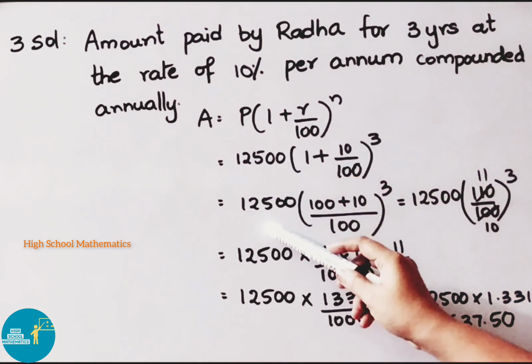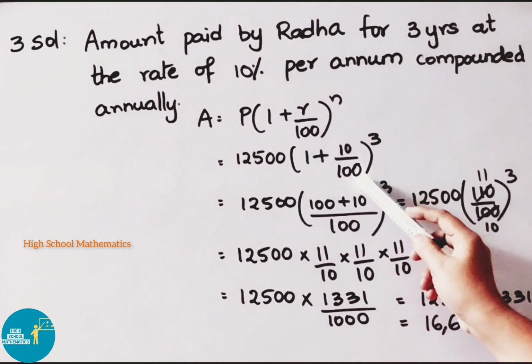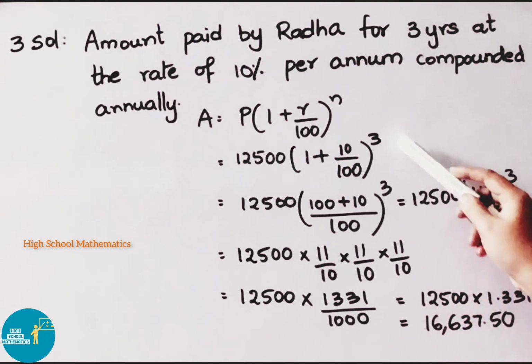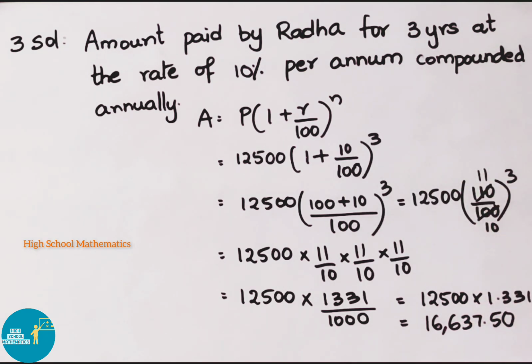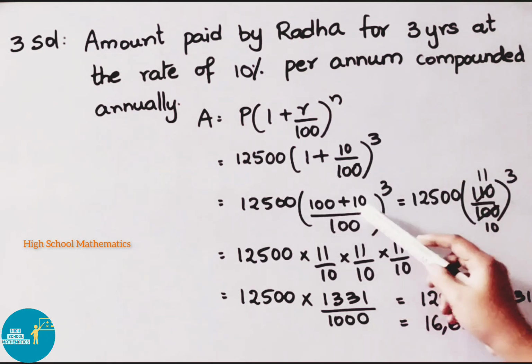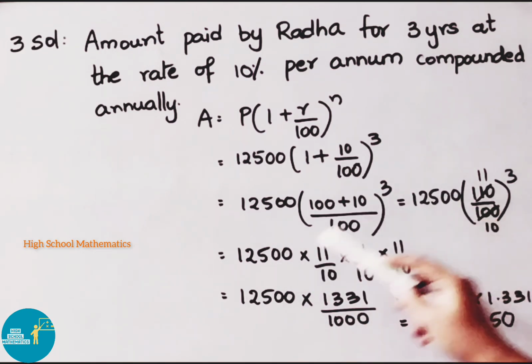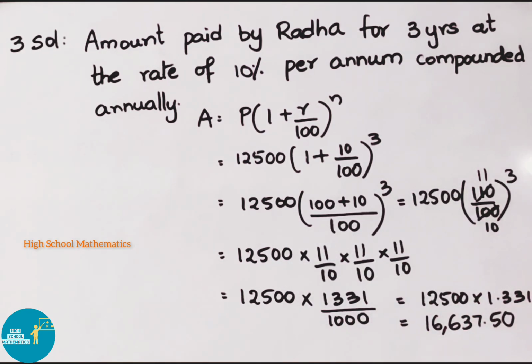So 12,500, here also we have to do 100 into 100 plus 10 by 100 whole power 3. That equals 12,500, 100 plus 10, 110 by 100. Now 10 times 10 is 100, 10 times 11 is 110. So we have written here 12,500 into 11 by 10 whole power 3. So 11 by 10 multiplied 3 times.